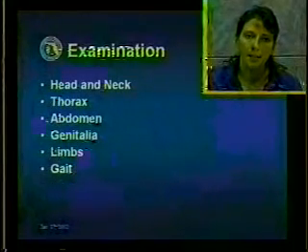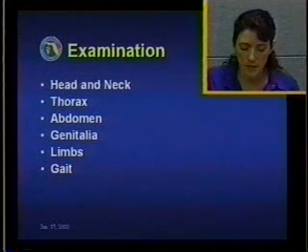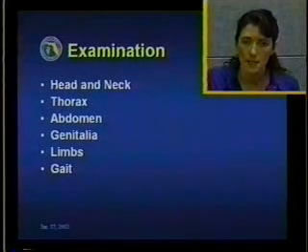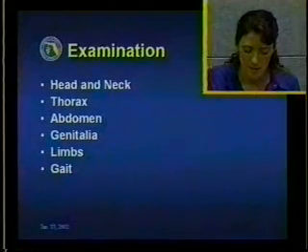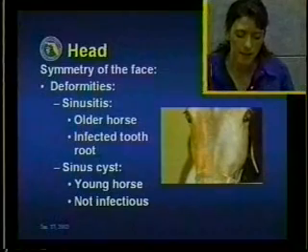Now we're going to continue the examination of horses by regions in their anatomy and look at every part of their body specifically to detect abnormalities and diseases commonly associated with these abnormal clinical signs. First of all, we're going to start with the head and neck.